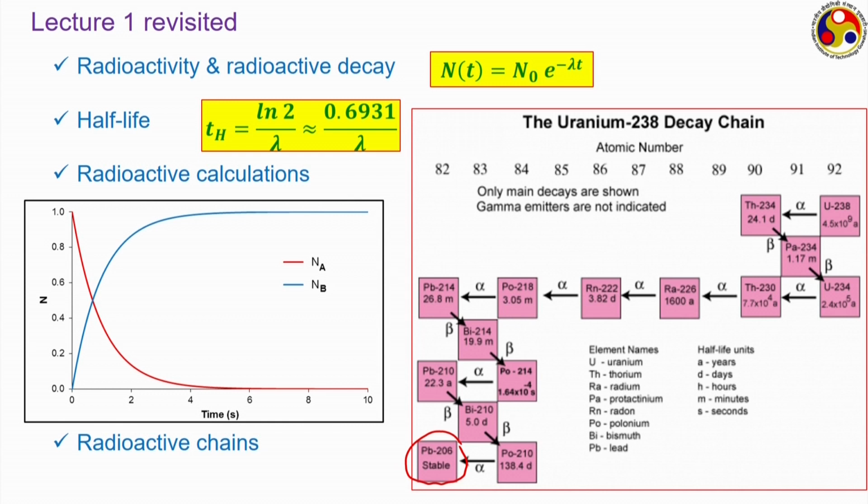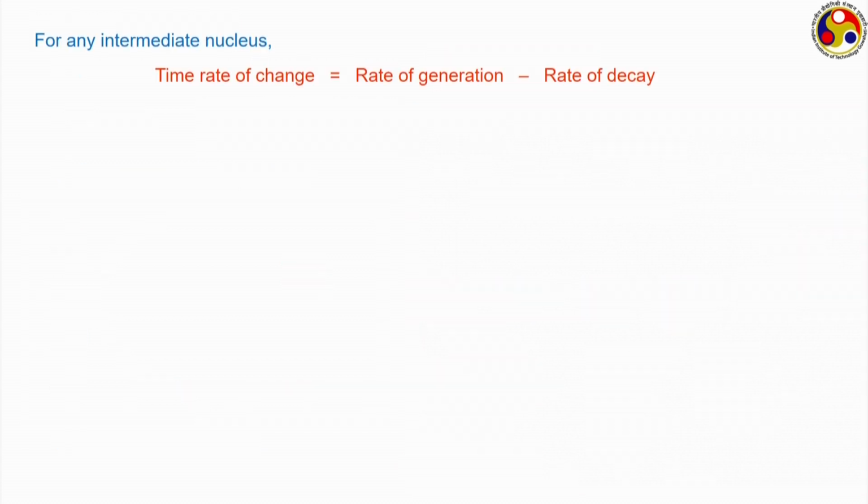In fact, there are other isotopes of lead as well, which are radioactive in nature, but this Pb206, which is the final product, is non-radioactive, and therefore, that is where the chain ends. So, today we have to see how to analyze such kind of decay chain, and then we shall be moving to study different kinds of radioactive reactions that are possible.